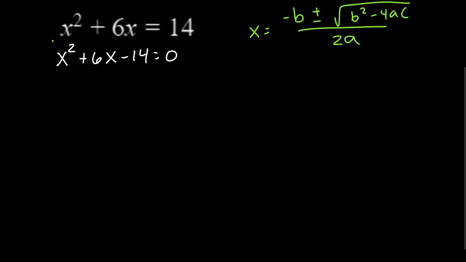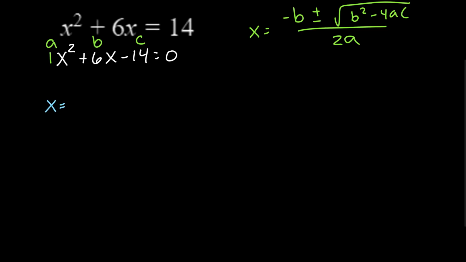And the a value is what in this problem? What is the number in front of x squared? An invisible 1. Good. And your b value is? In this problem? 6. And your c value is? Negative 14. Good. Now it's just a simple task of plugging in values.